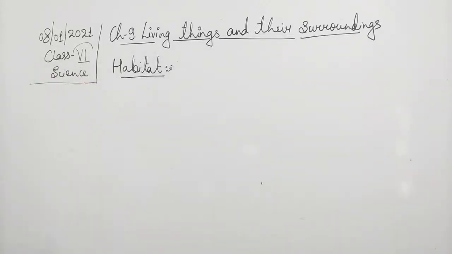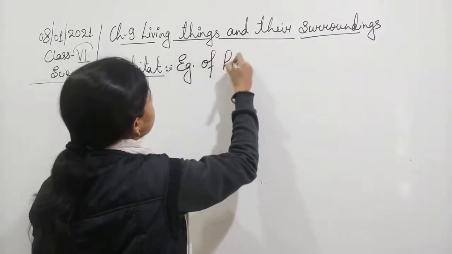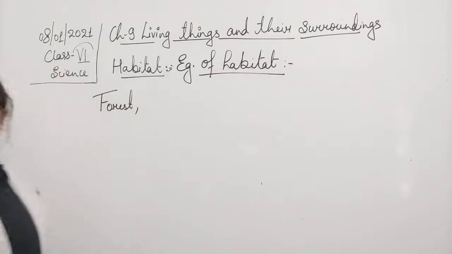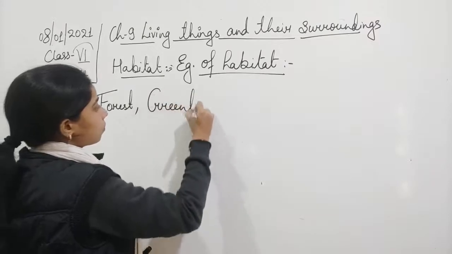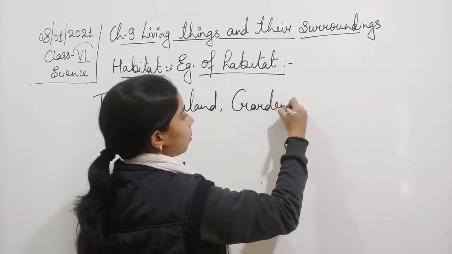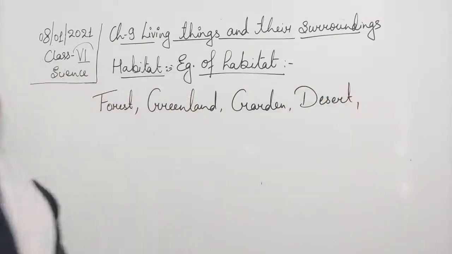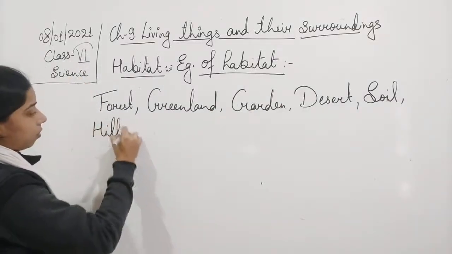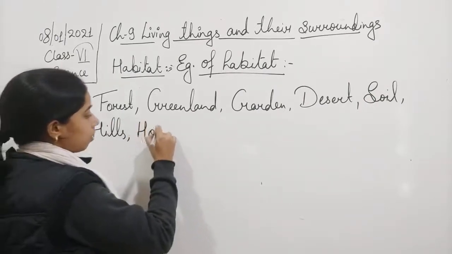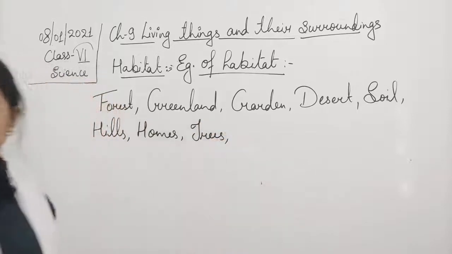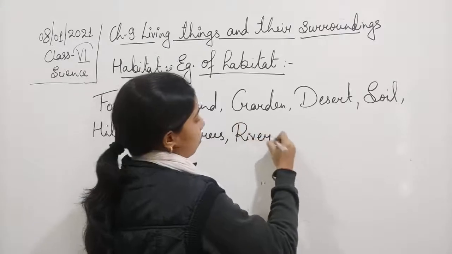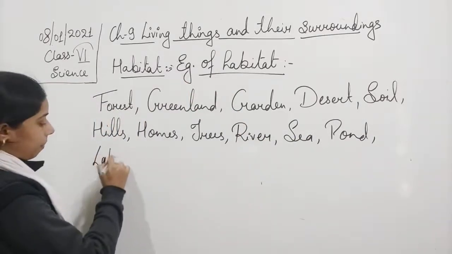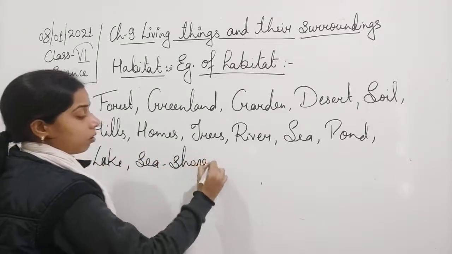Different examples of habitat. Forest, then grassland, then garden, then desert, soil, hills, homes, trees, river, sea, pond, then ocean or lake, seashore.